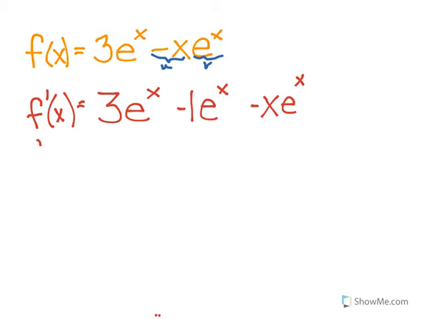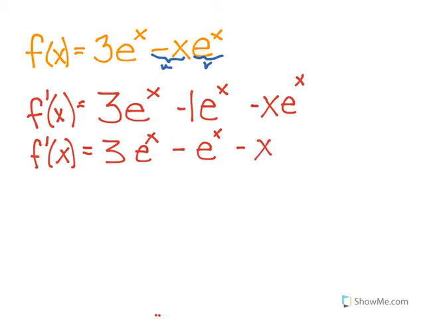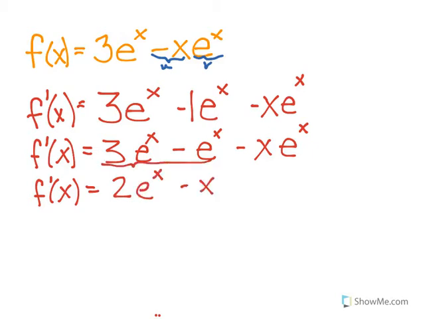So I'm going to simplify that. F prime of x is 3e^x minus e^x minus xe^x. I don't have to simplify it any farther, but I will. There's 3e^x minus e^x gives me 2e^x. This combines into that, minus xe^x.